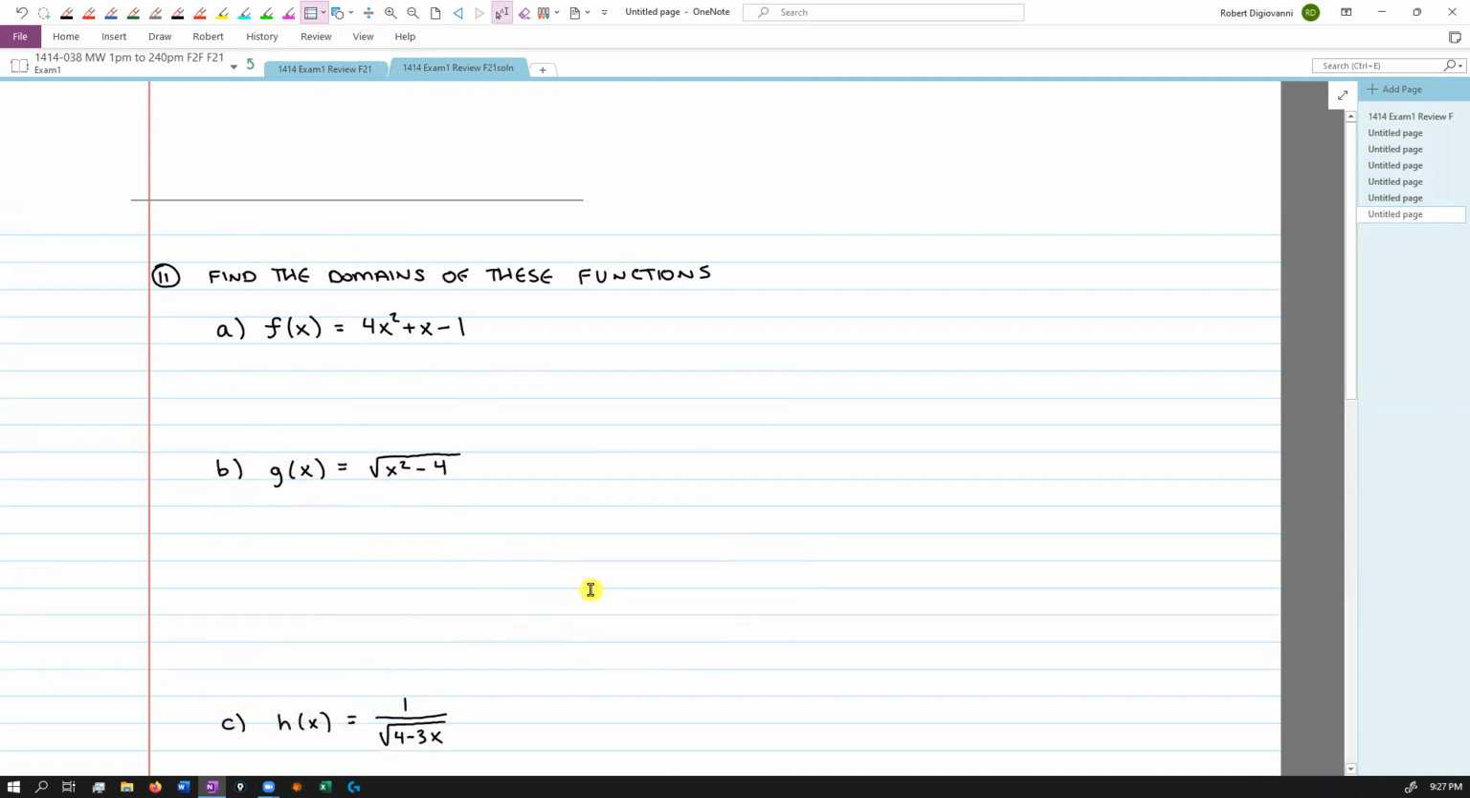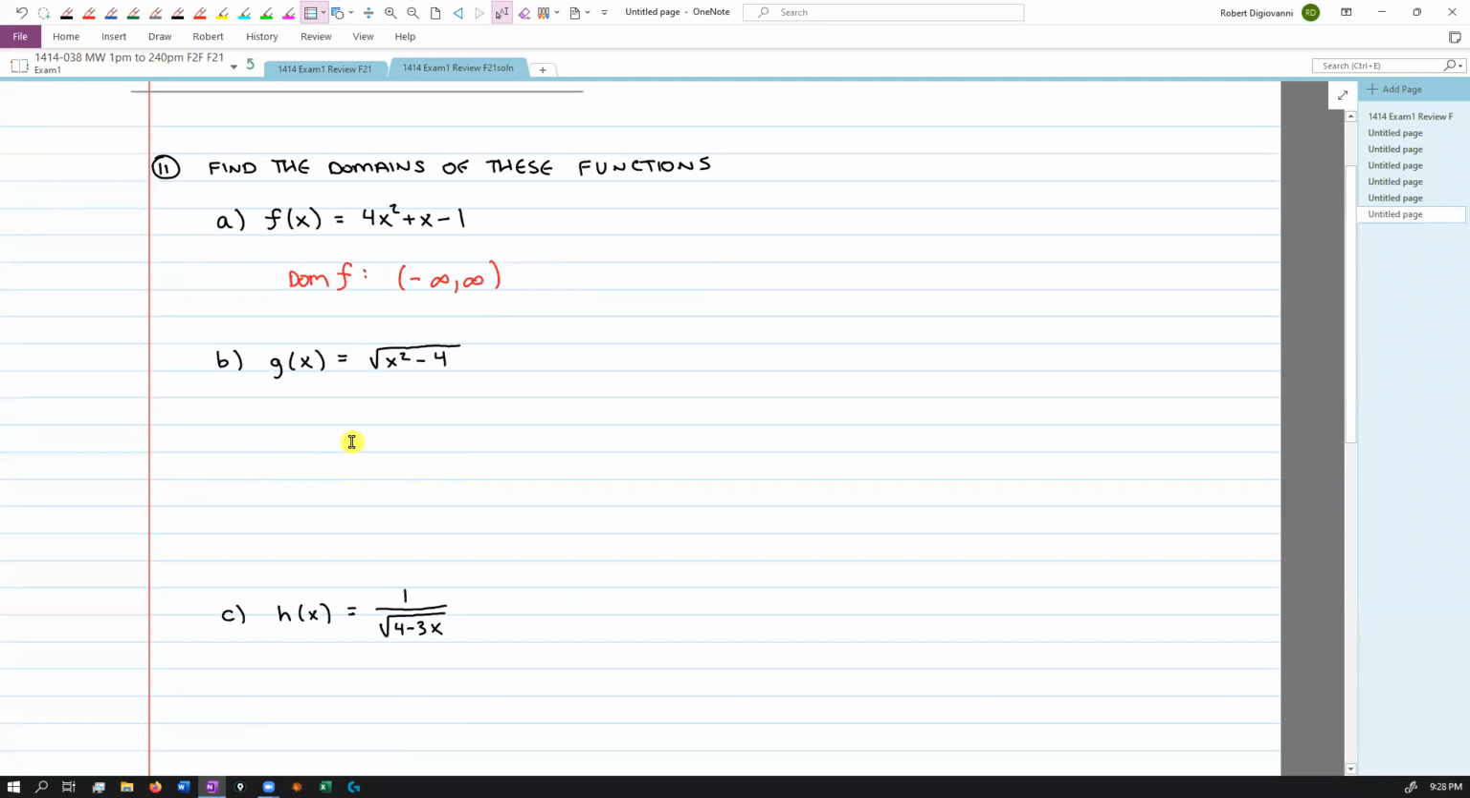Okay, so for the first one, the domain of the original function f of x equals 4x squared plus x minus 1. The domain of f here is everything, all real numbers, because it's polynomial, right? It's a quadratic function. There's no division by 0. There's no square roots, so we can plug any number we want in here and we have no problems.